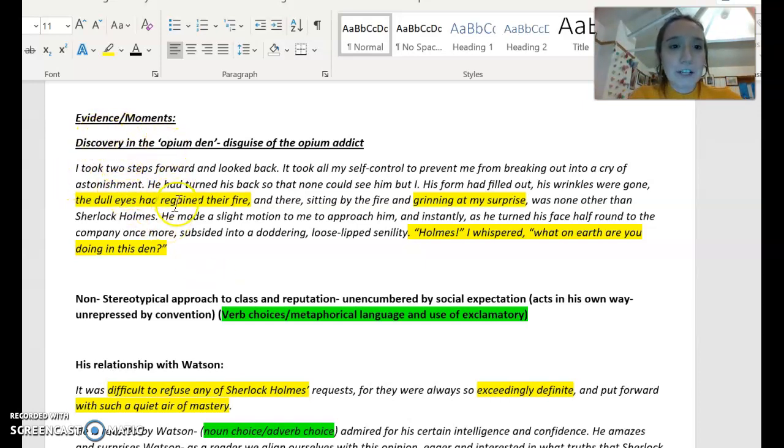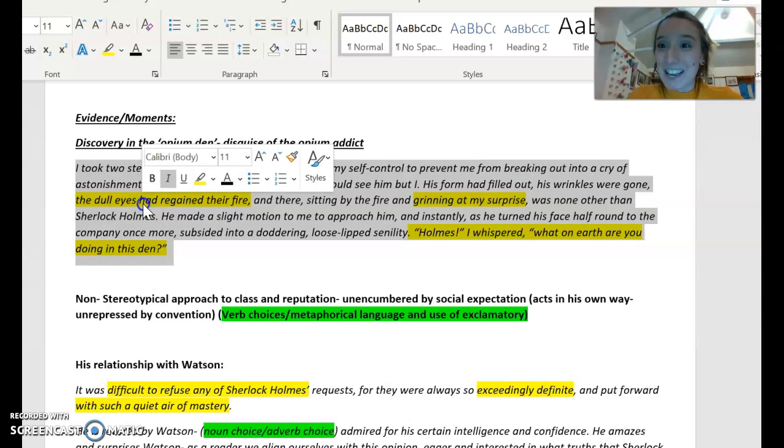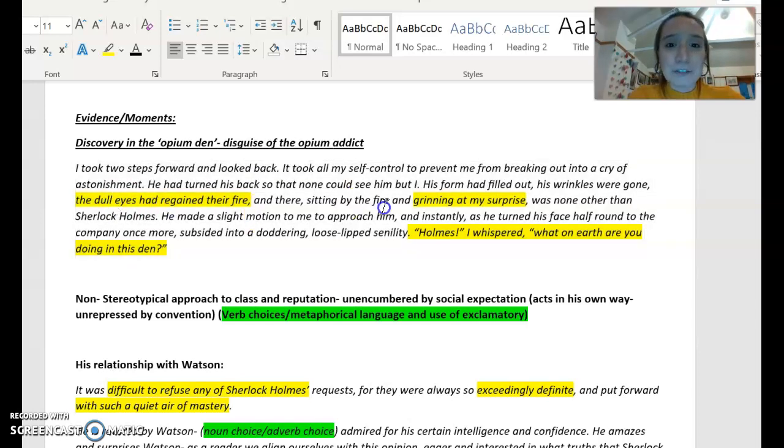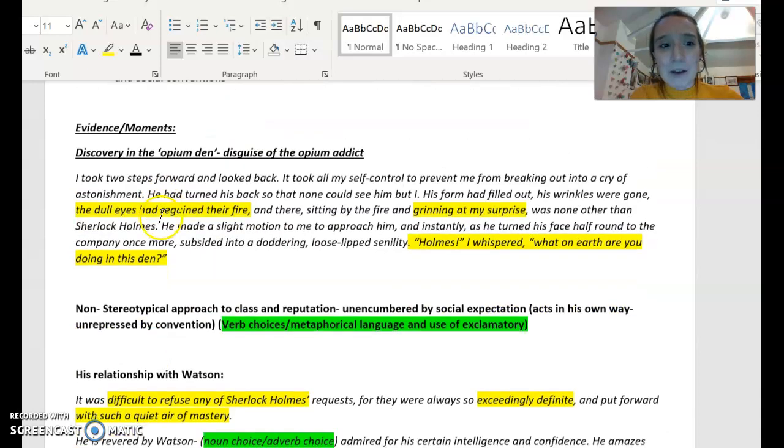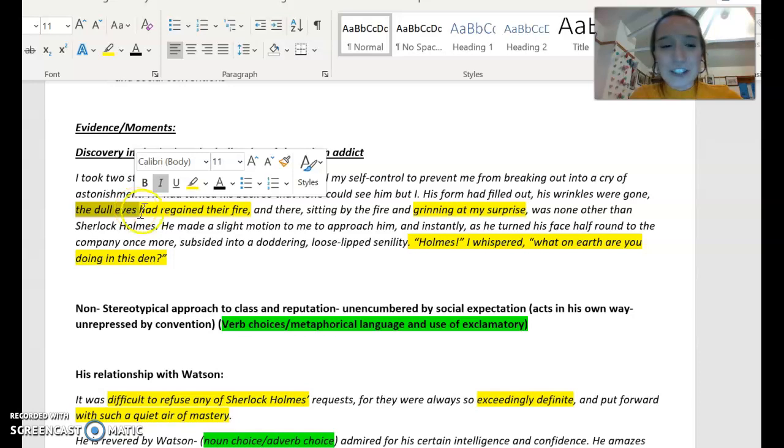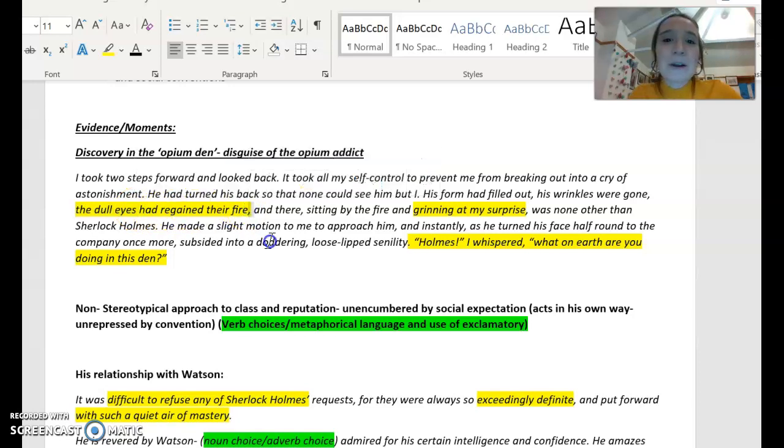So I read the first bit and realized that actually Sherlock Holmes doesn't appear for the first section. So this is the first moment we see him, and I copied and pasted that. And then I identified these little bits in yellow that I think are most interesting. So, the dull eyes regained their fire. I love the metaphorical language, and the fact that it shows us how Sherlock Holmes is this very fiery, innovative, exciting character. I thought that would be a really nice way of showing my points up here about the traditional, the dullness, the restricted Victorian, and then the fire of Sherlock Holmes. So immediately that struck me as linked there.